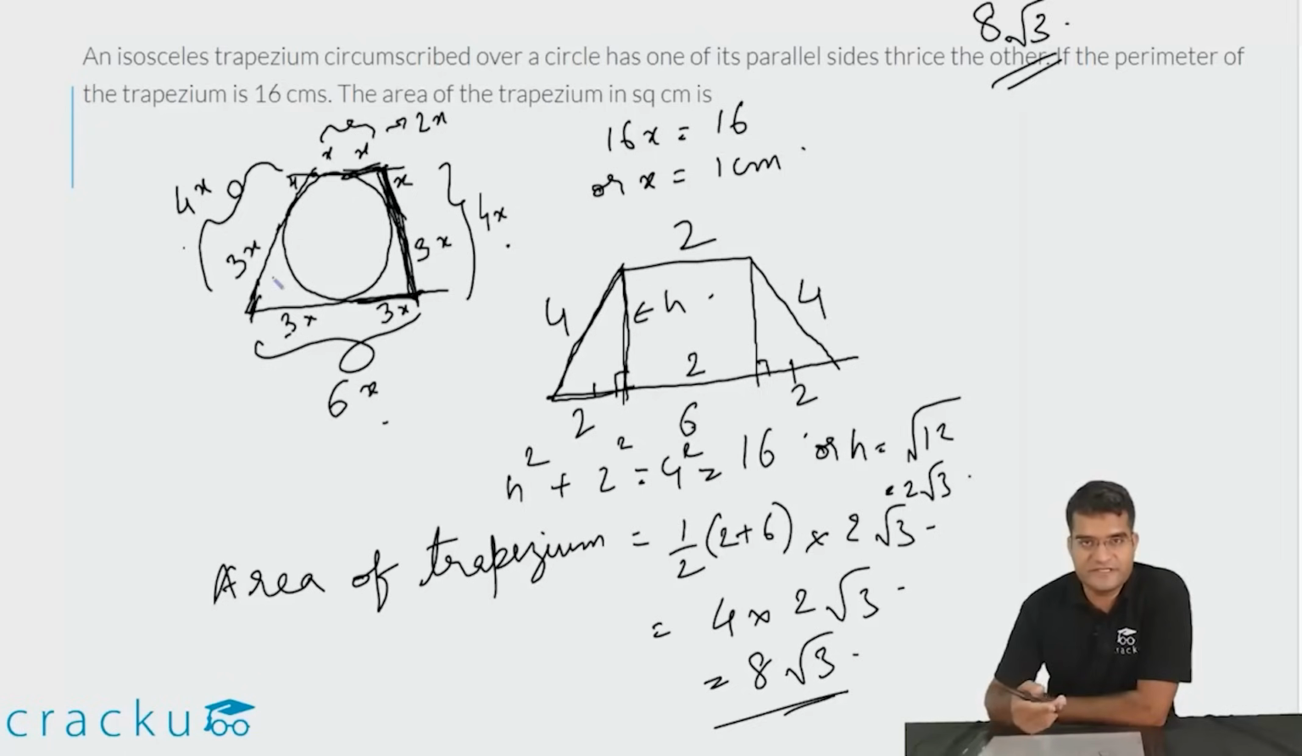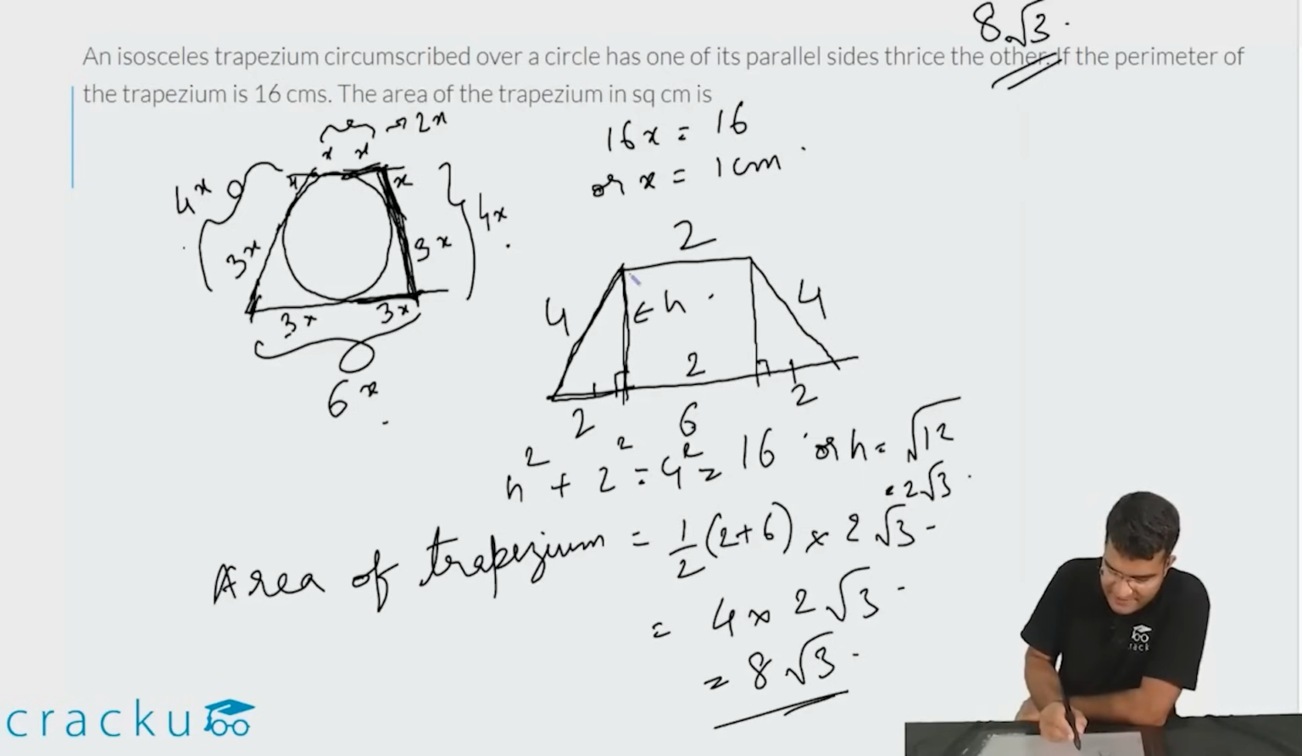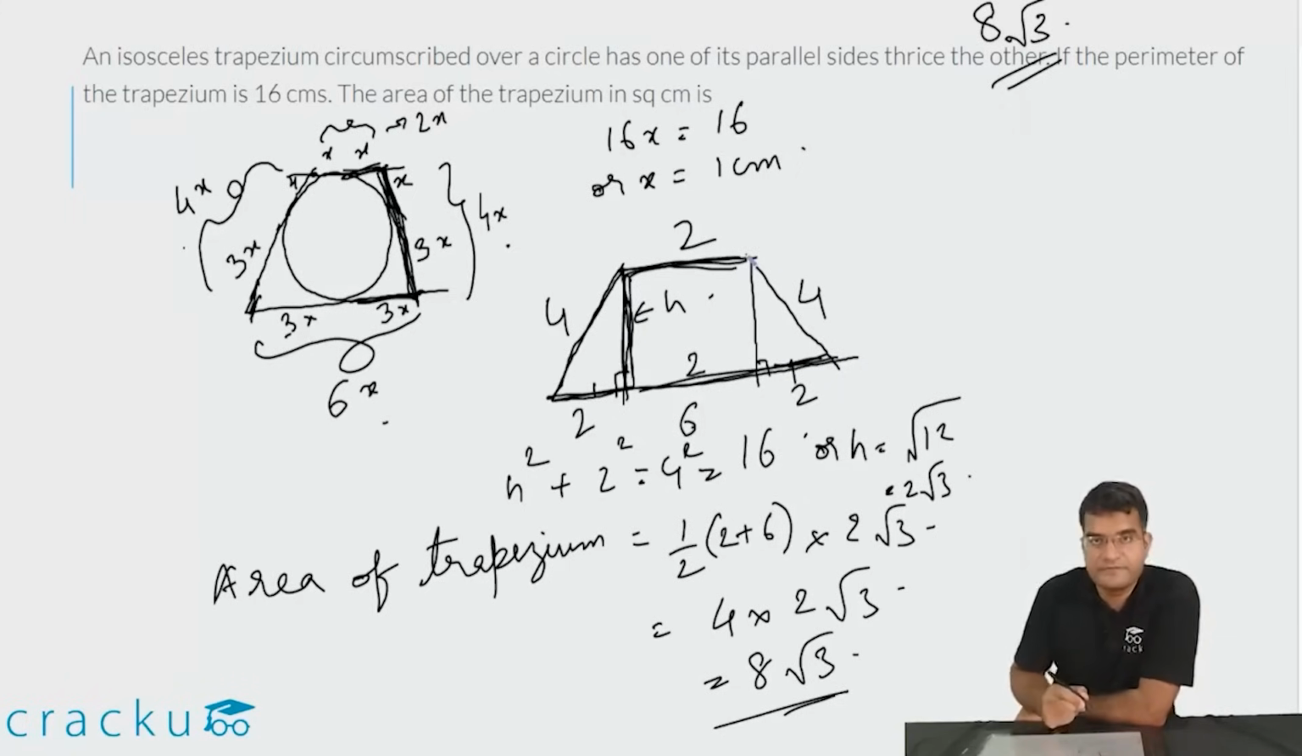Once you do that, we have just used another simple formula of area of trapezium, which is equal to the average of the parallel sides. Here the parallel side is 2 and the parallel side here is 6. So their average is 4 into the height of the trapezium, which is 2 root 3.